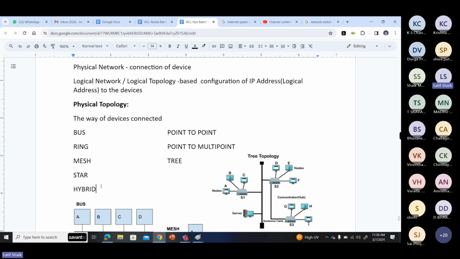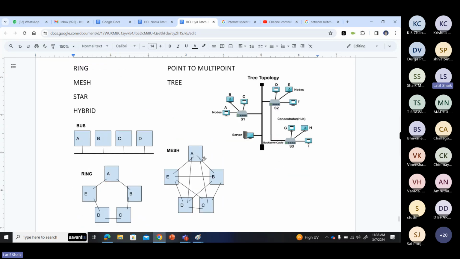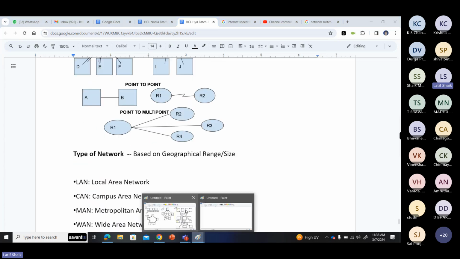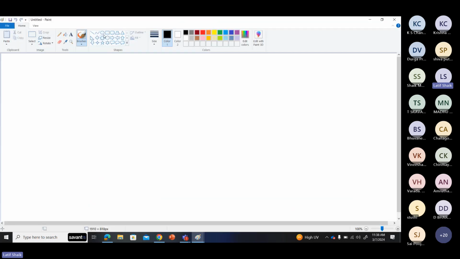Next topology, hybrid, means a combination of point to point, point to multi-point, and tree topology. So those are normal. If you connect a PC to another PC directly, that is point to point topology. You have an organization and there is an internetworking device.